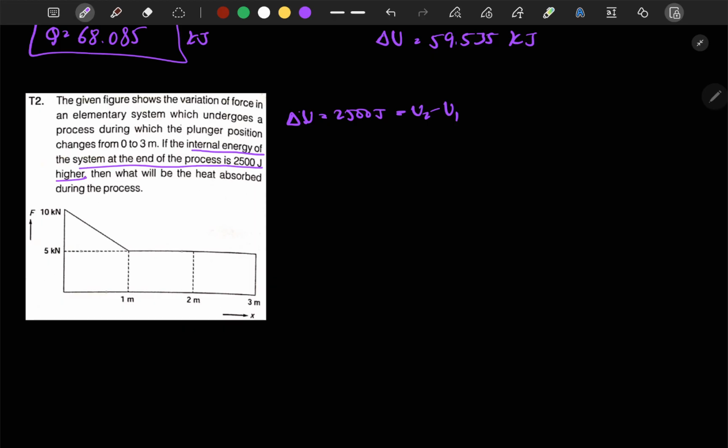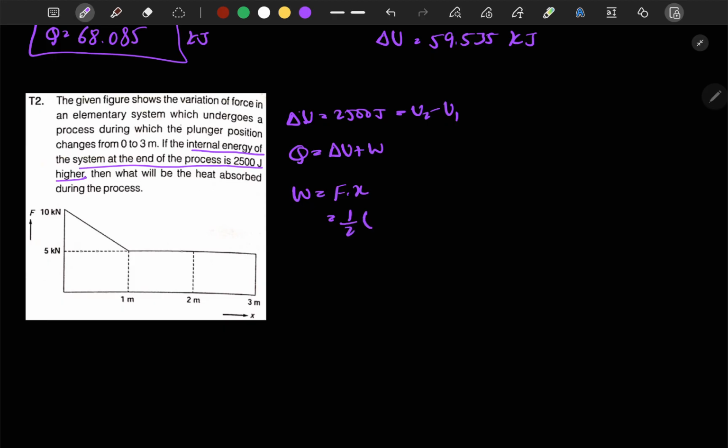Then what will be the heat absorbed during the process? So we have to calculate the heat absorbed. For heat absorption, we can use the first law of thermodynamics, Q is equal to delta U plus W, and for this we have to calculate the work done through this process. We know that work done is equal to force into displacement. So if we calculate the area of this overall curve, we can calculate the value of work done.